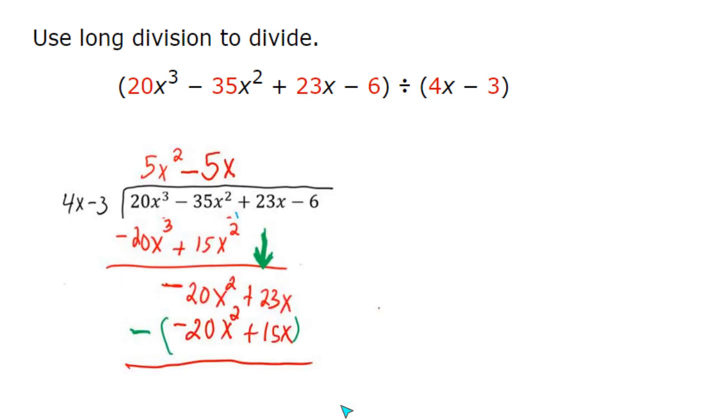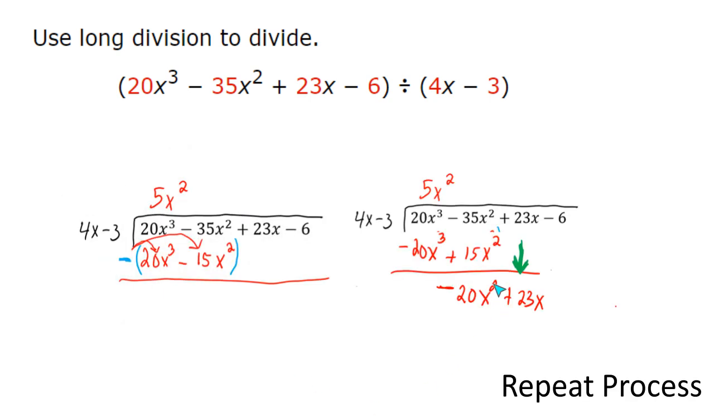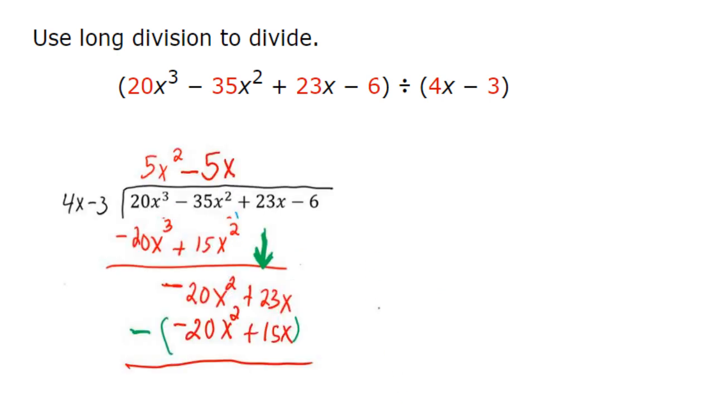Let me go back really quick. So we're going to take this term here, negative 20x squared, and divide it by the 4x. And so that's going to give us negative 5x. And so negative 5x times 4x, negative 20x squared, negative 5x times negative 3, positive 15x.